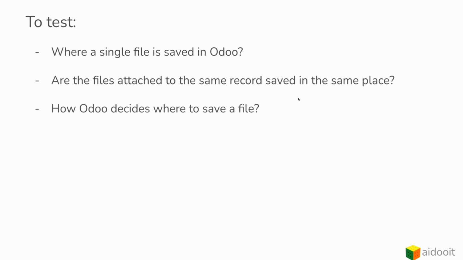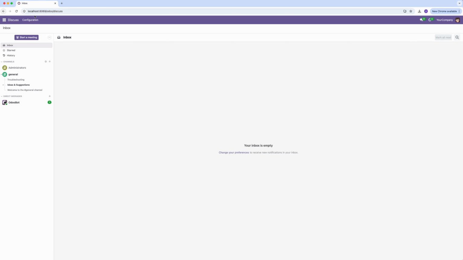So basically, we will be asking and answering these three questions. Where is a single file saved in Odoo? Are the files attached to the same record saved in the same place? How does Odoo decide where to save a file? By checking these three things, we will understand exactly how the file store works and we will know what happened, right? To test this, I have a version of Odoo 18 running locally with some demo data.